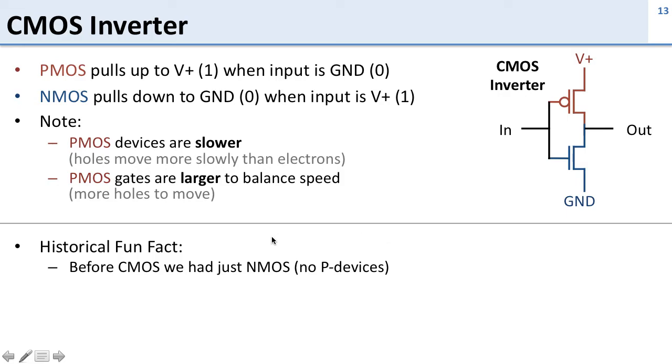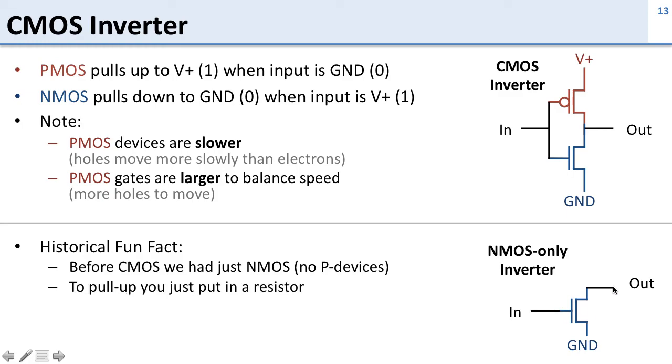Now here's a fun fact from a historical perspective. A long time ago, we didn't have CMOS, we just had NMOS, so no P devices. So how would you build an inverter if you didn't have this device up here? So here's a start. Here's an NMOS only inverter, and this is not quite going to work. So it'll work if I put in a 1 here. If I put in a 1, this will turn on, it'll pull it down to a 0. But if I put in a 0 here, nothing's going to happen. This output's just going to be disconnected because this channel won't conduct.